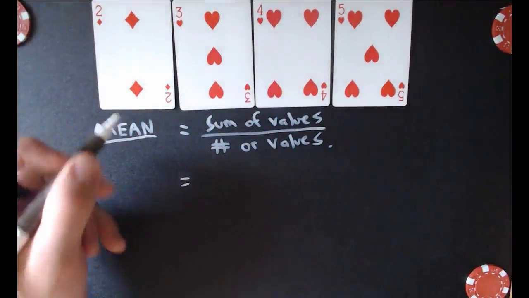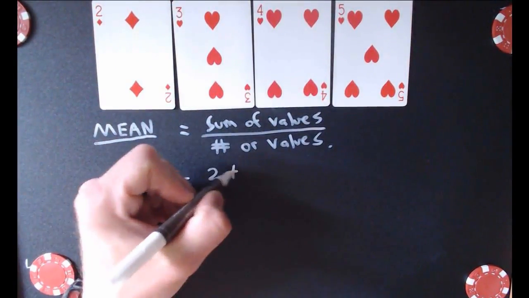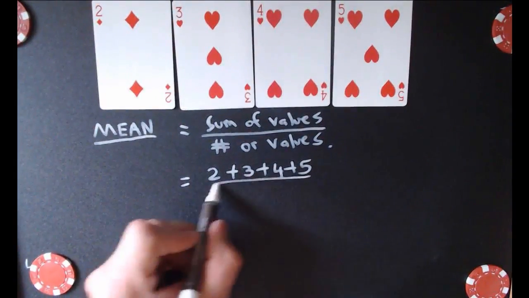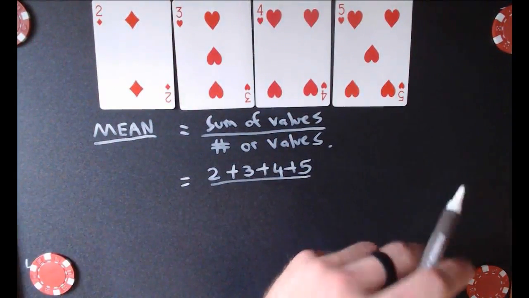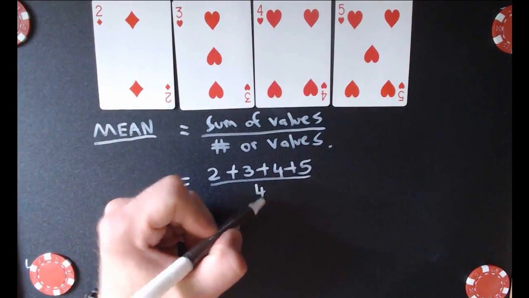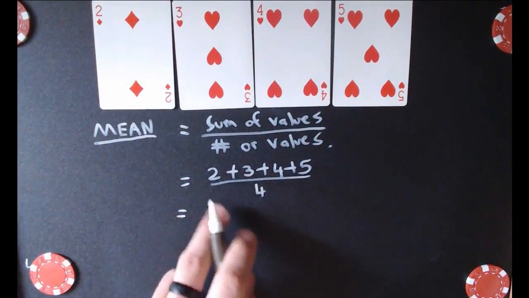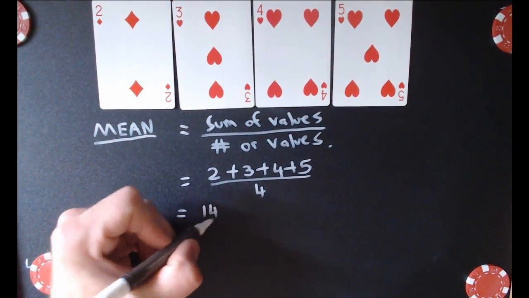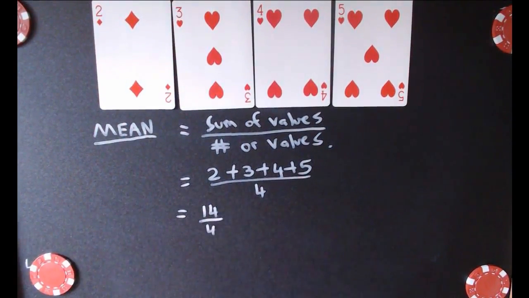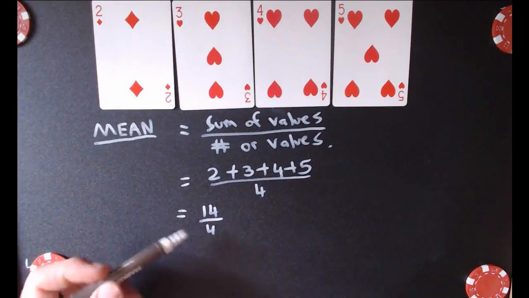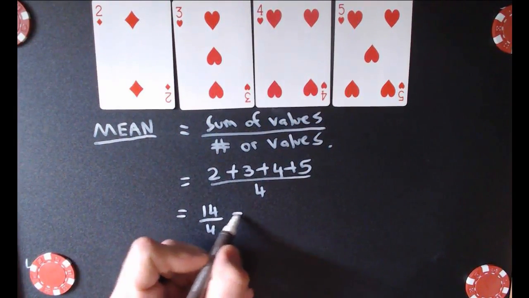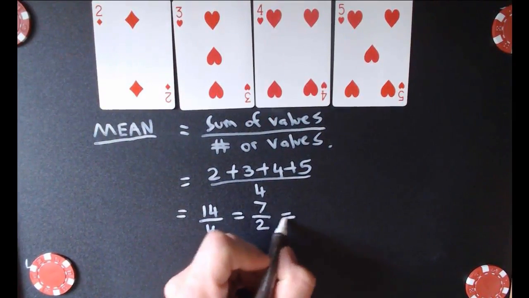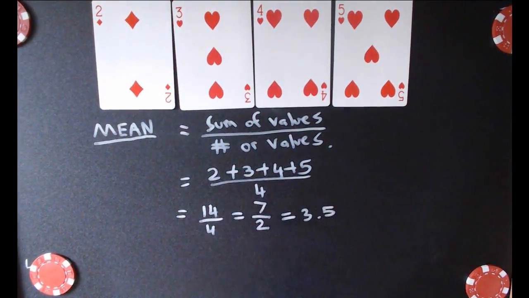So this is equal to 2 plus 3 plus 4 plus 5, and I divide it by how many numbers I've got. Well, I've got 4. So this is going to give me 2 plus 3 is 5, plus 4 is 9, plus 5 is 14 over 4. At this point I can either just put it in my calculator or I can simplify using fractions. So if I halve it, it's going to give me 7 over 2, which is equal to 3.5.